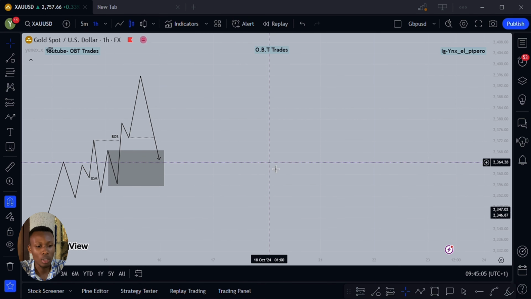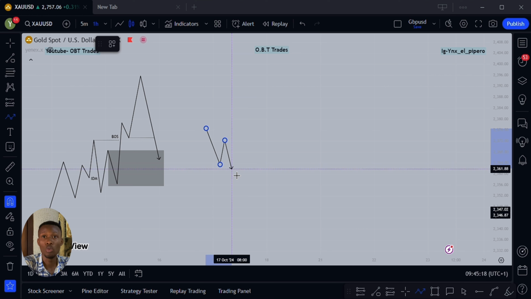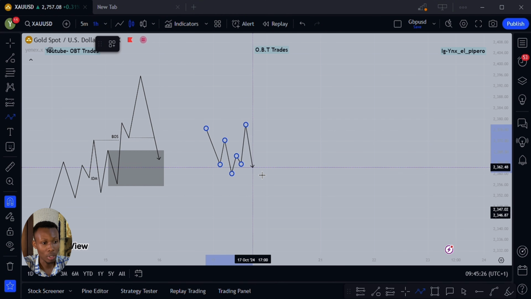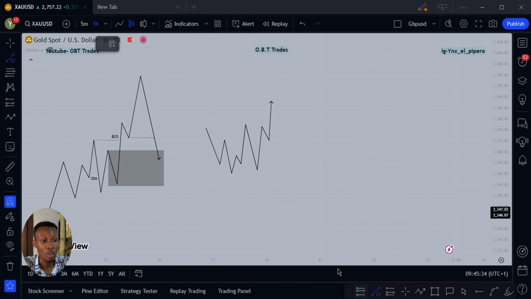So what you can do is, if you have watched the entry model, once price taps into your inducement or your order block, your order flow, whatever, there are 3 entry models you can trade off of. So the first entry model is scenario 1, where you have price give you a change of character, takes out this inducement, taps into an order block here, and you buy all the way to the upside. So this is the first scenario you can take.